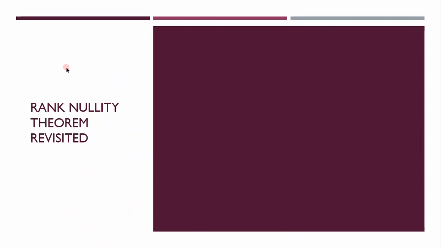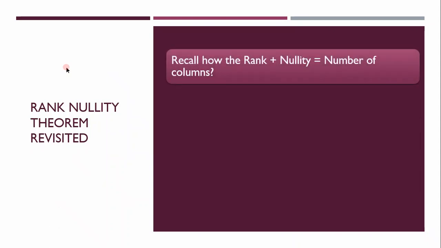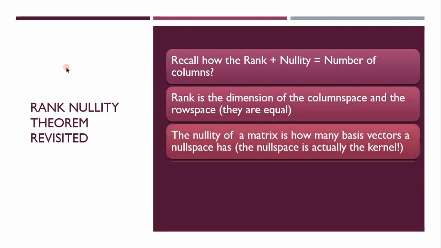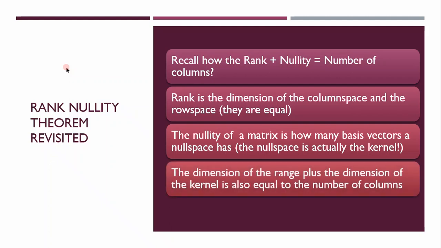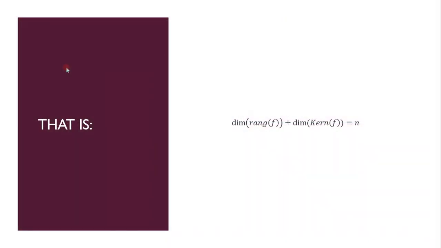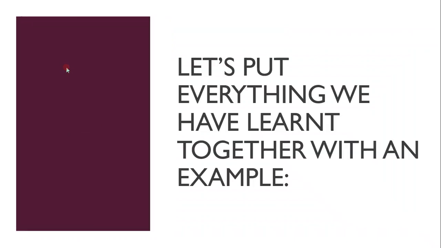So the rank nullity theorem, revisited. Recall how the rank plus the nullity equals the number of columns. Rank is the dimension of the column space and the row space, they're equal. The nullity of a matrix is how many basis vectors the null space has. And the null space is actually the kernel. So hopefully you can see where this is going. The dimension of the range plus the dimension of the kernel is also equal to the number of columns, and it is given by this formula. And you may think, okay, that's nice. It is very nice. So let's do an example.